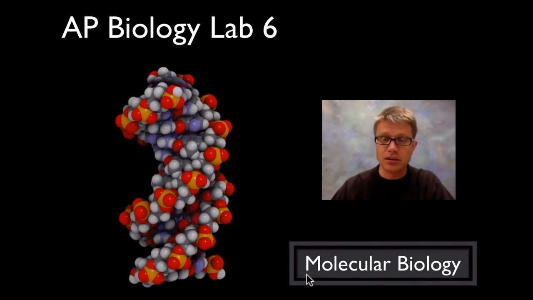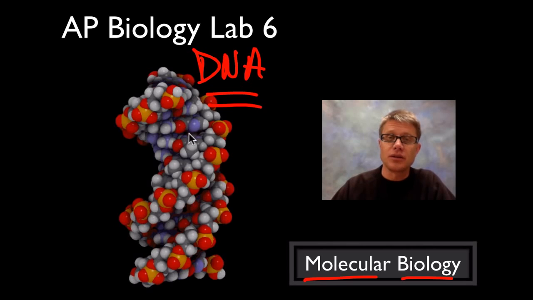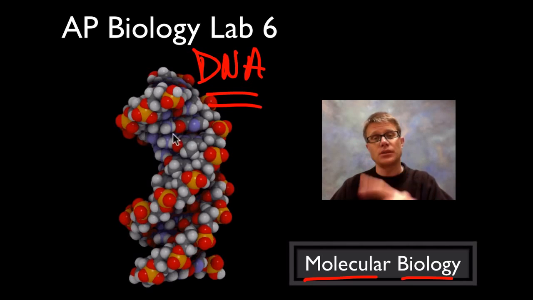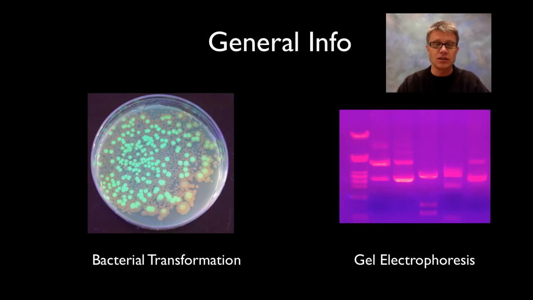This is on molecular biology. So it's the study of this material, deoxyribonucleic acid, that genetic material that makes life possible. In this lab, there are actually two parts to it. There's the transformation part, where we can transform a bacteria, make it different using a plasmid, and then gel electrophoresis, how we can separate DNA, how we can digest it, break it into fragments, and then separate it according to the length of those fragments. And so let's get started.